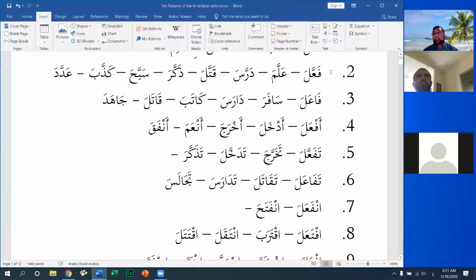2nd, 3rd, and 4th, the present tense letter, which is the ya or ta, will have a dhamma. يعلم, يفعل, يفاعل, يفعل. So the ya would have a dhamma. Of course, the same for ta and hamza and noon. And the ayn would have a kasra. And the shadda will remain there. And the last letter always has a dhamma in all the verbs in present tense. So it will be يعلم, يدرس, يسافر, يدارس, يدخل, يخرج, ينعم, ينفق.